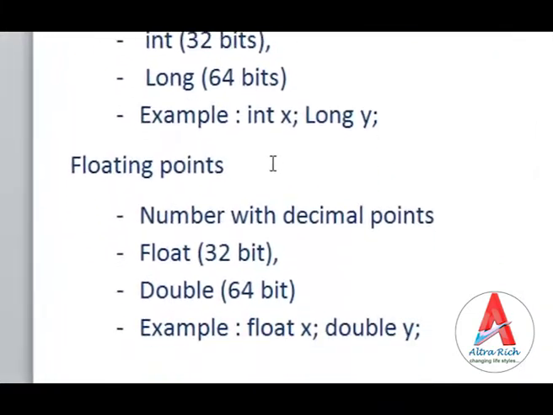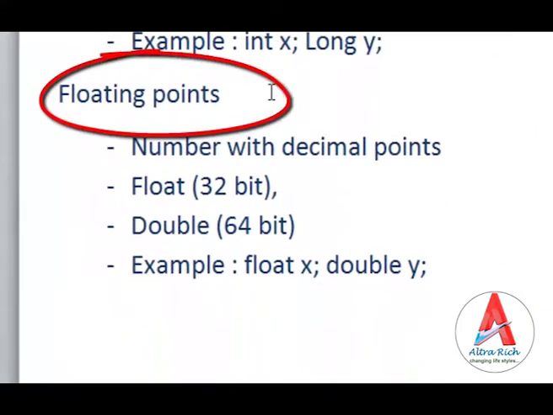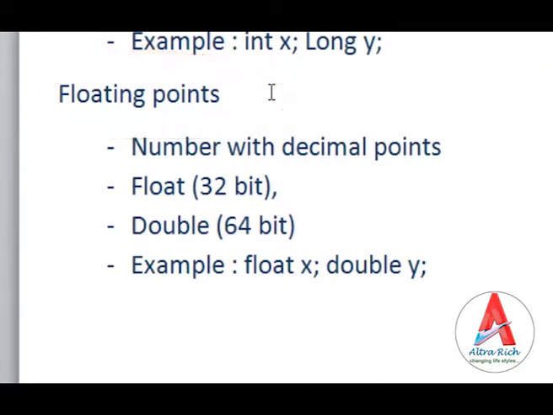Next, floating points. A floating point is used to represent numbers with decimal points. It contains the float and double data types. Float occupies 32-bit space, while double occupies 64-bit memory space. Here is an example of a float variable.